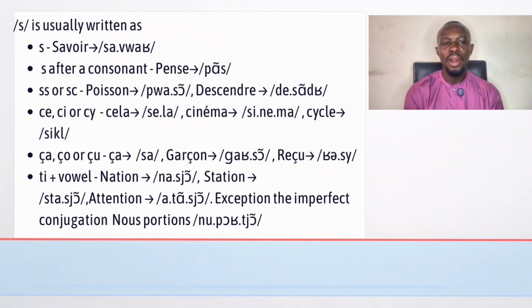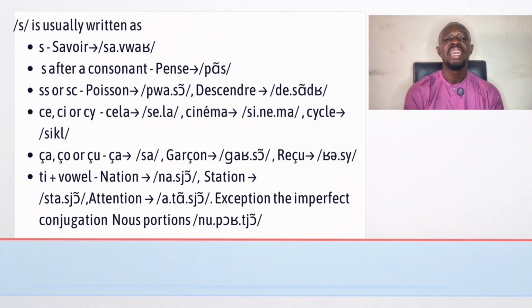All right. So anywhere you see CE, CI, or CY, you pronounce it as S. An example for them, you can see cela. So you can see it's pronounced with a soft S. We say cela, cinéma, or cycle.